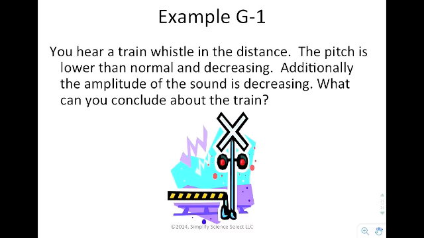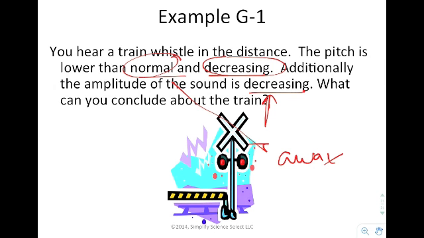So you hear a train whistle. The pitch is lower than normal and decreasing. Additionally, the amplitude of the sound is decreasing. What can you conclude about the train? Since the amplitude is decreasing, you know it's moving away from you. And since the pitch is lower than normal, we know it's moving away, and it's decreasing. If the train was moving at a constant velocity, you would have a constant lower than normal pitch. Since it's decreasing as it's moving away from you, you can say that it's accelerating away.